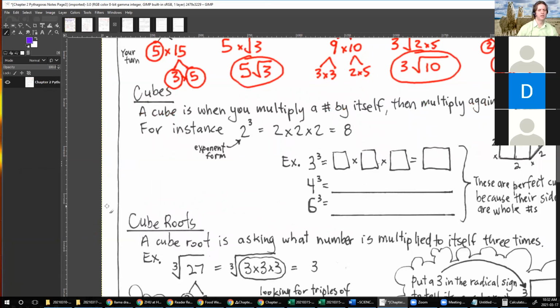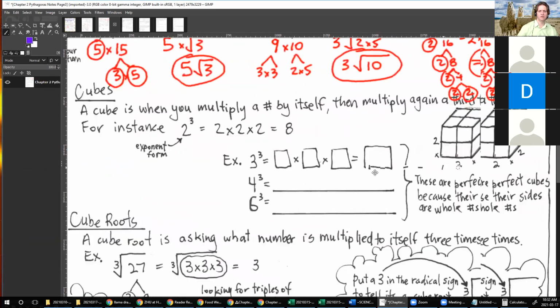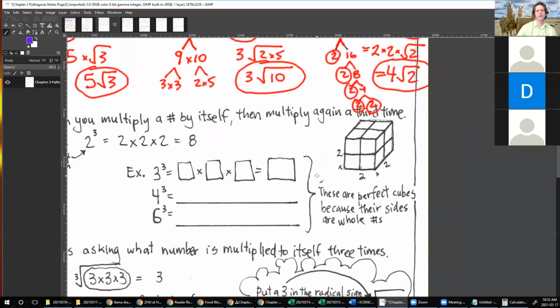Okay, so we figured out squares and square roots and simplifying and doing all kinds of crazy things with them. Let's talk about cubes. A cube is essentially a square with a third dimension. So a square is 2 dimensions, and we're adding a third dimension here.